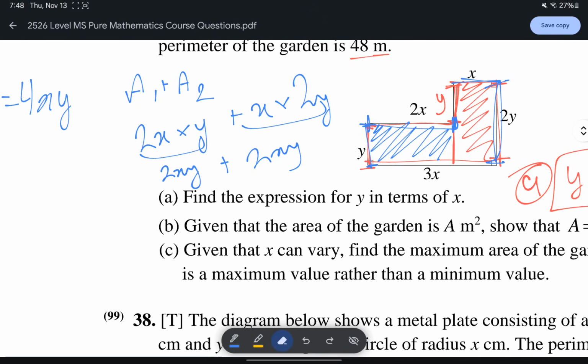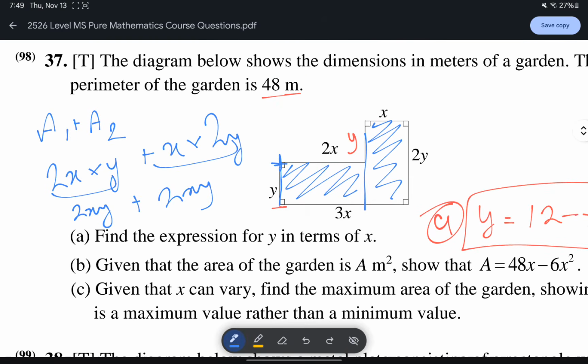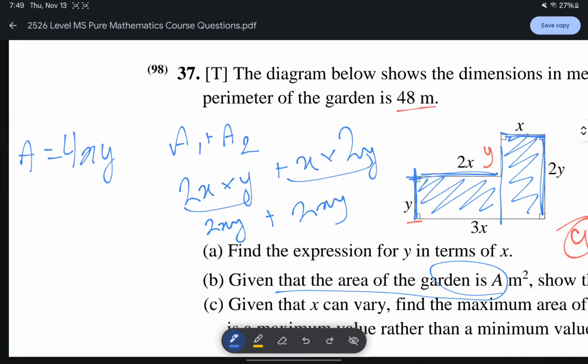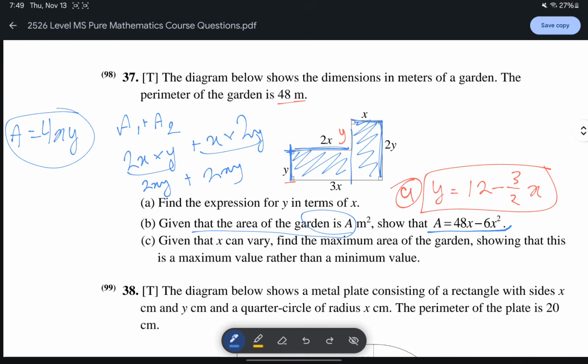Okay, again, so I split this thing into two shapes. We split it into this area and this area. Okay, this area here, base times height, so 2x times y, plus this area, x times 2y. Okay, and then we take those areas, we add them up to find the total area, because that's what they want. Area of the garden, so total area. So now we have this equation. They want us to show that the area is 48x minus 6x squared.